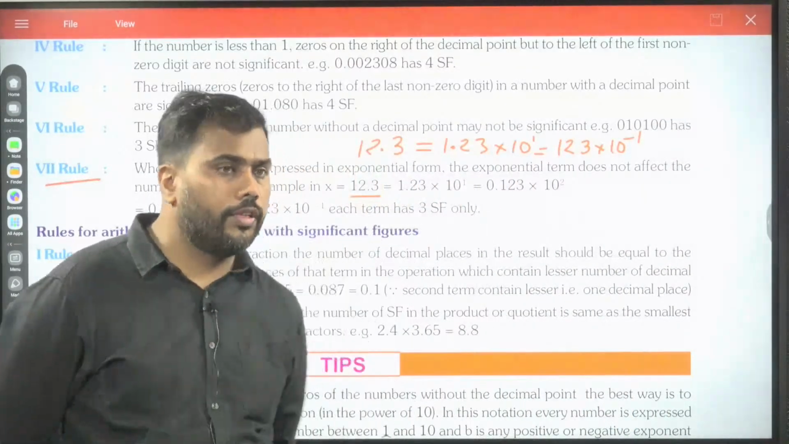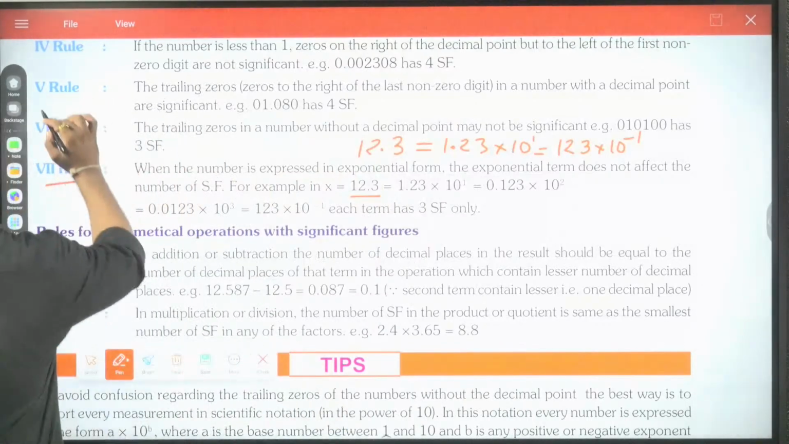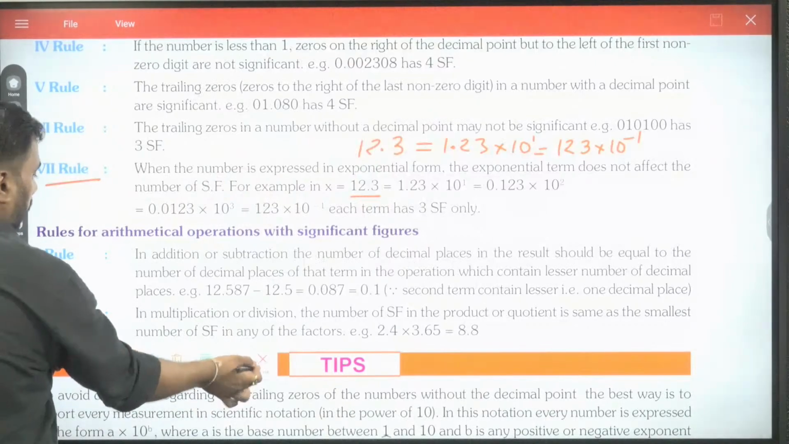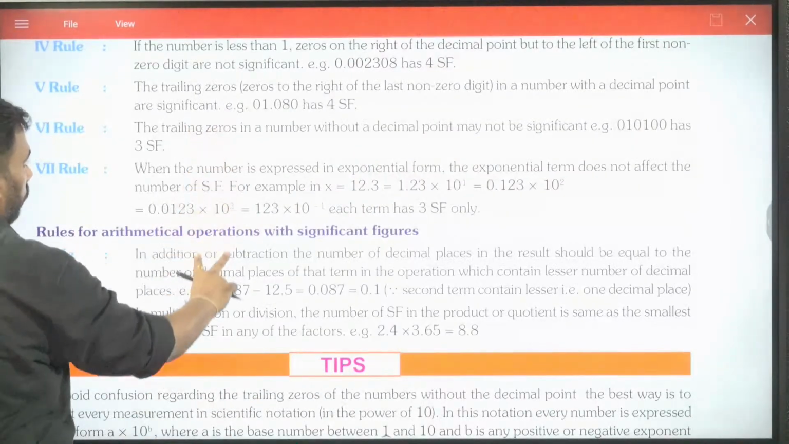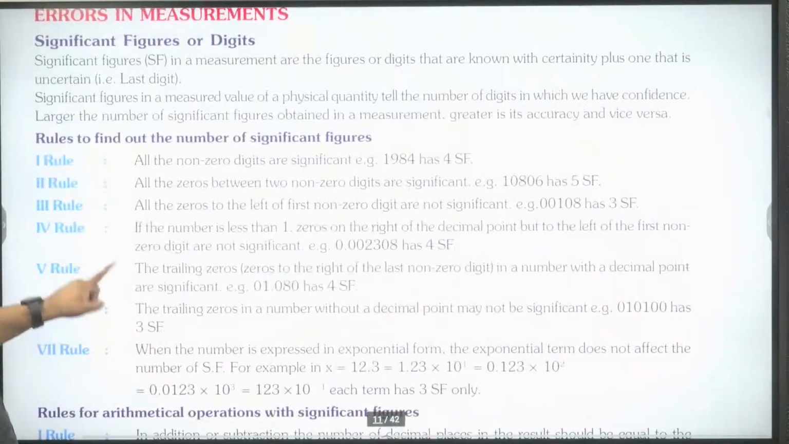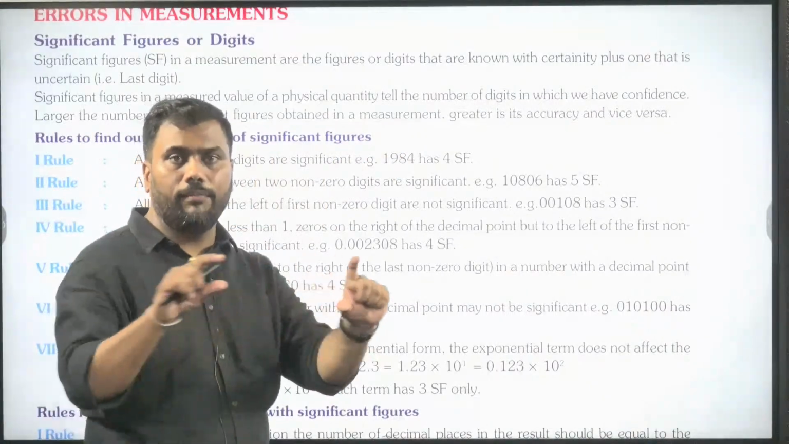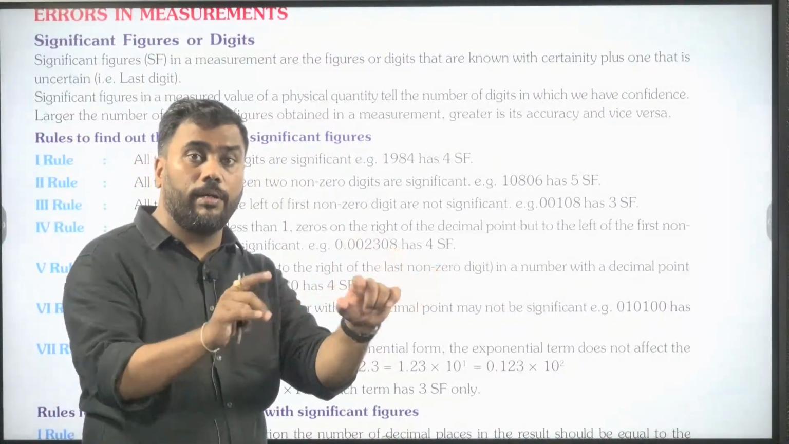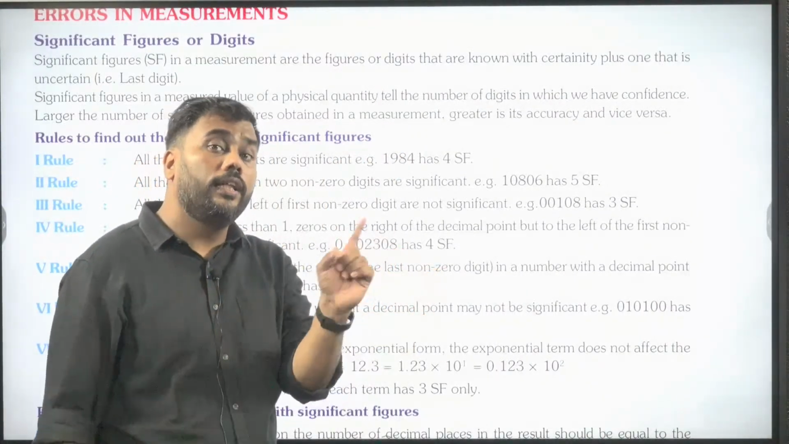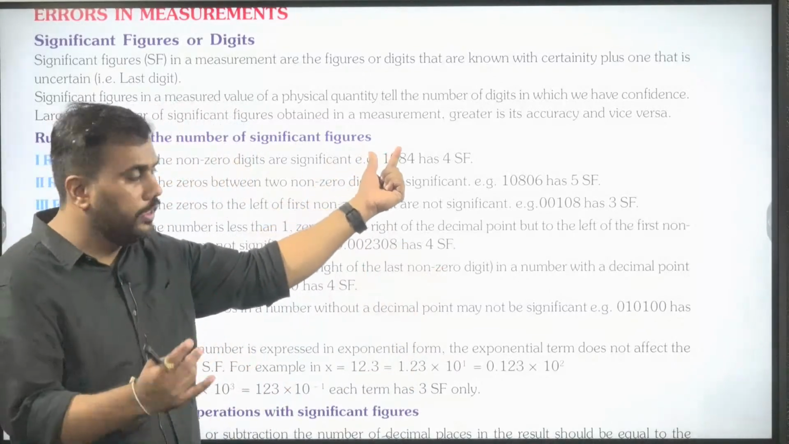So these are the rules of significant digits. How many rules have we covered? We have covered the 7th rule. How many rules are there? 7. What are the rules? Let us revise these rules once again. The first rule was all the non-zero digits are significant in any measurement. Whatever digits I am getting by measurement, all are significant, the zeros as well as the non-zero digits.